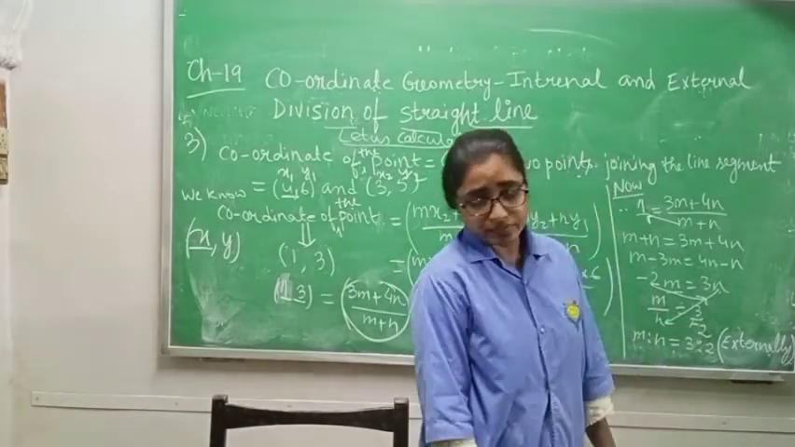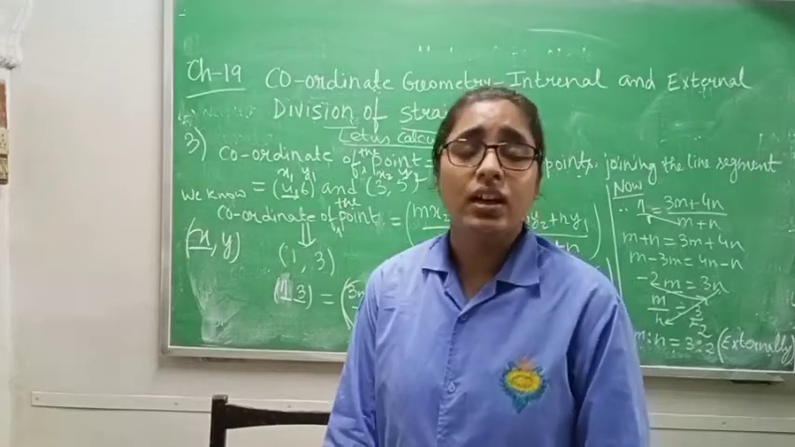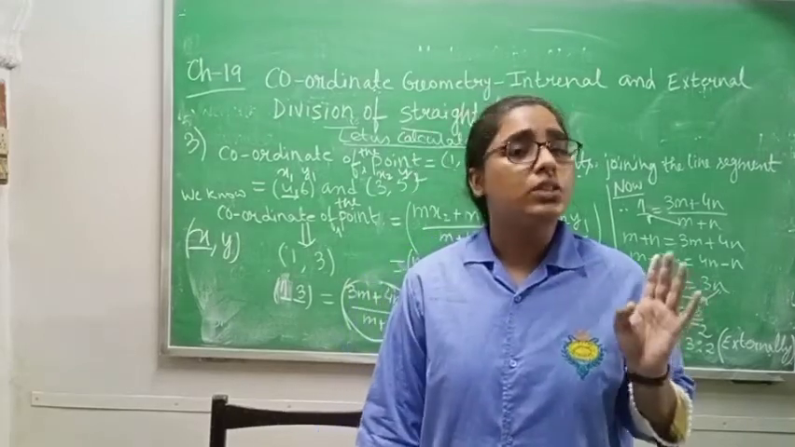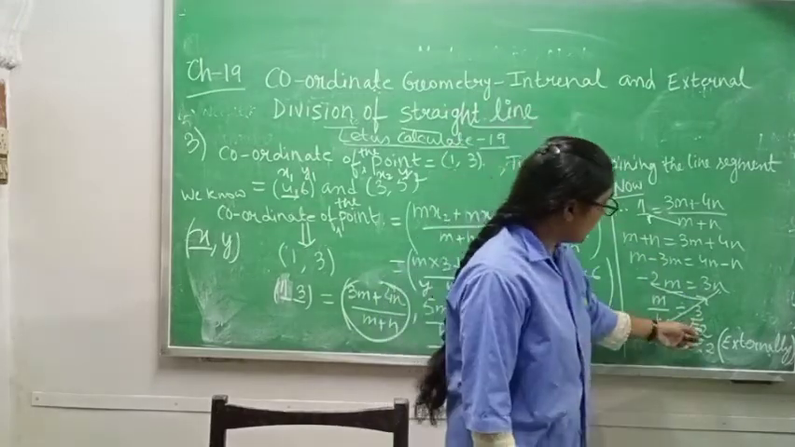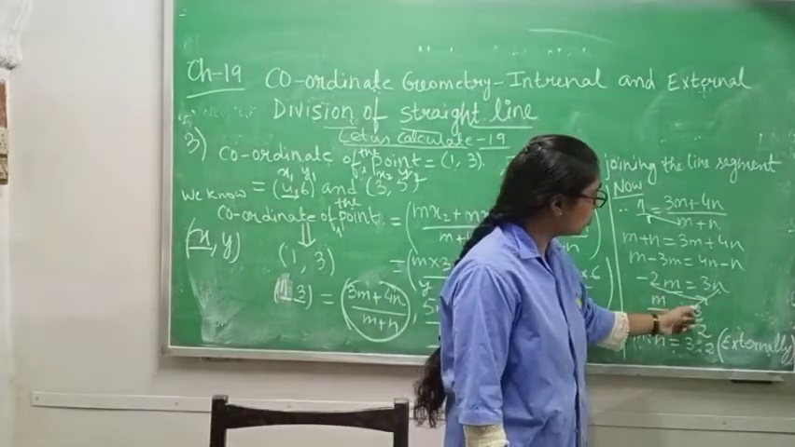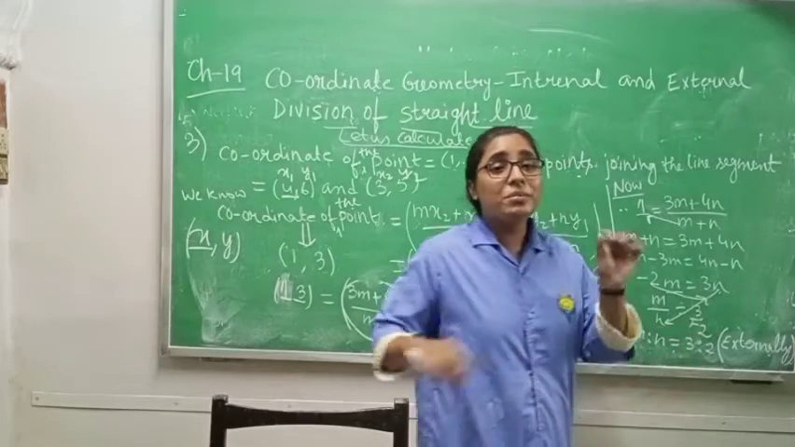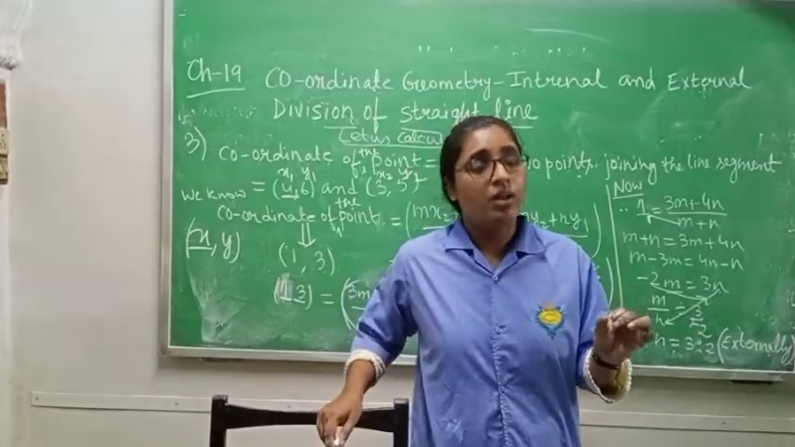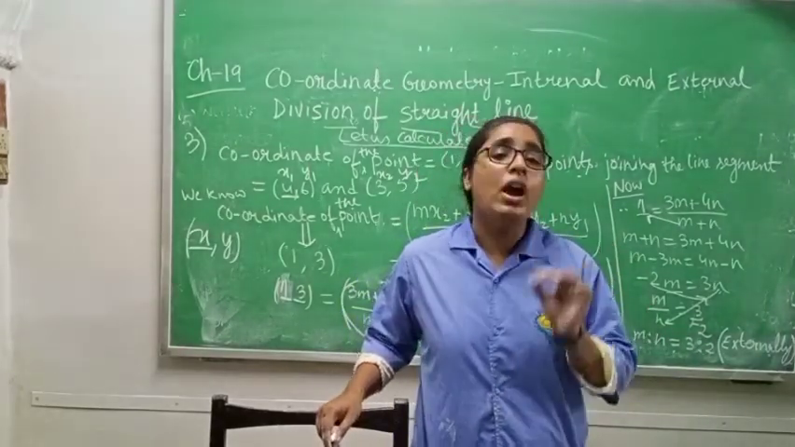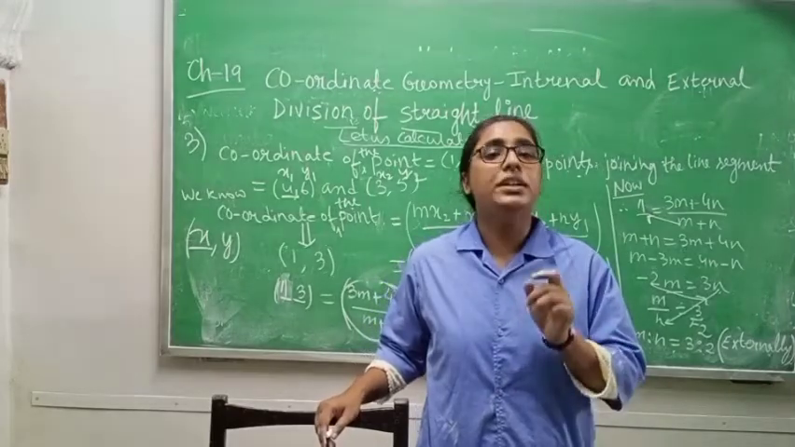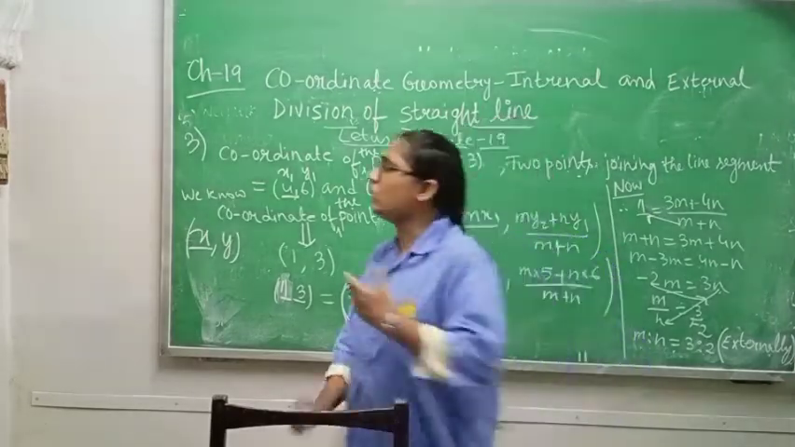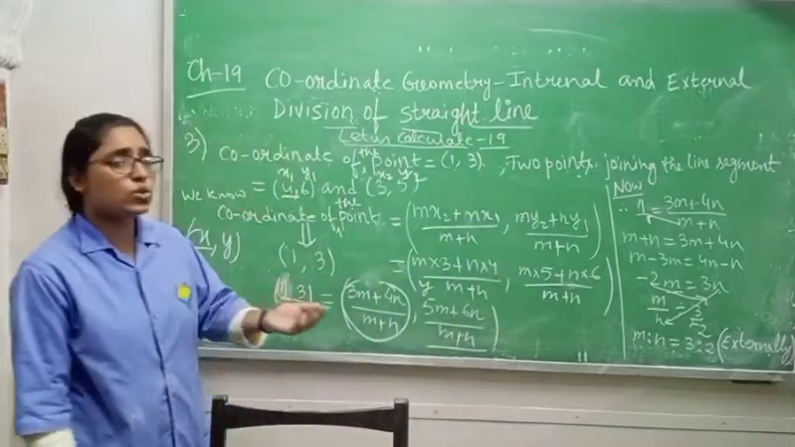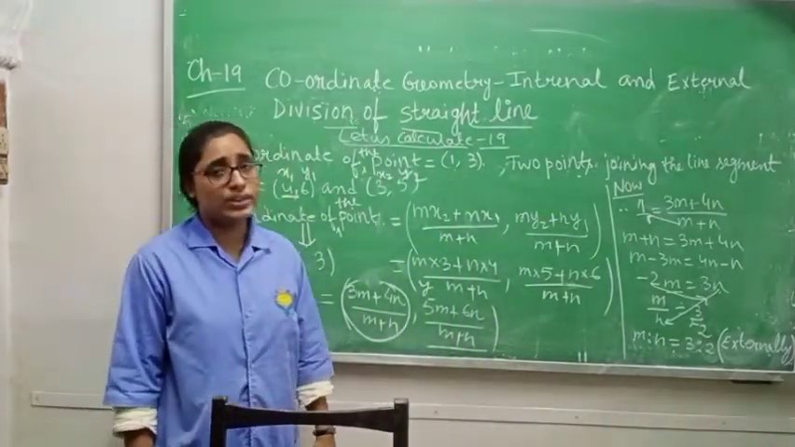But class 9, you know that ratio is always positive. It will never be negative. So you can see here it is coming m by n equals to 3 by minus 2. Whenever you are finding ratio and minus sign comes, it means it is divided externally. Now you can ask, man, you are using the formula for internal division and you are saying the answer will be external. How is it possible?